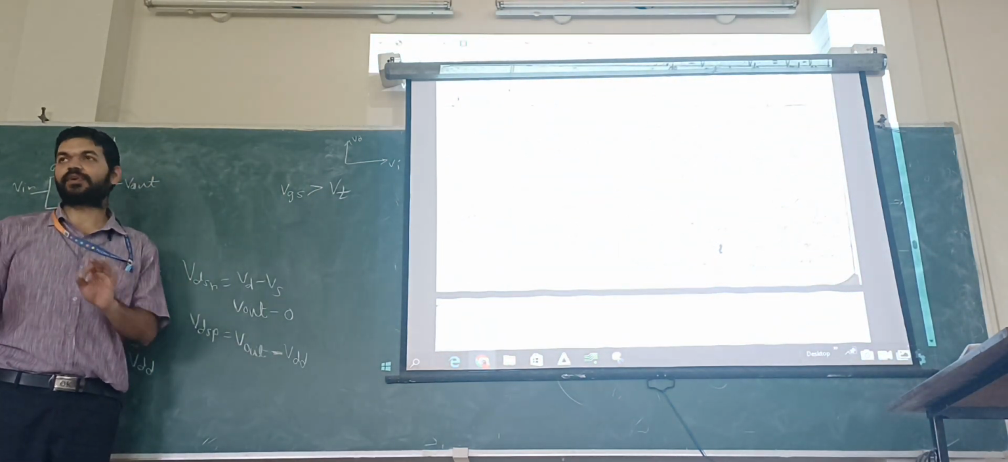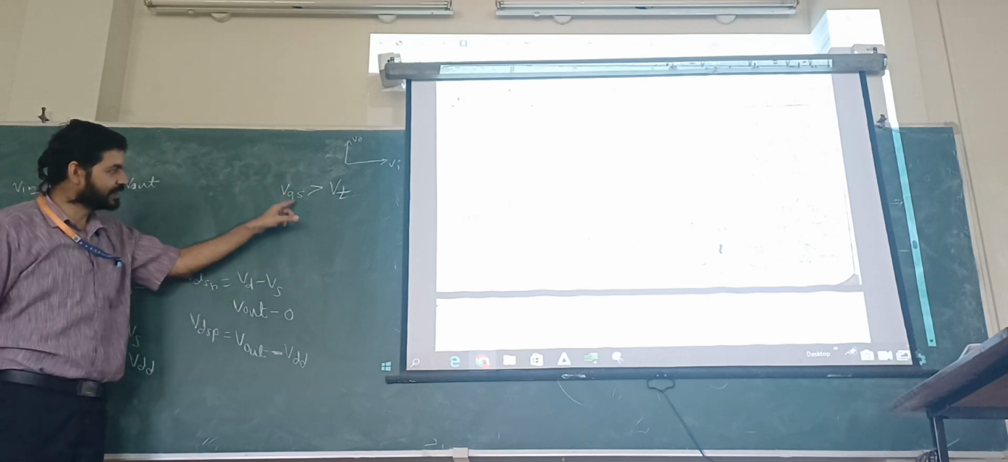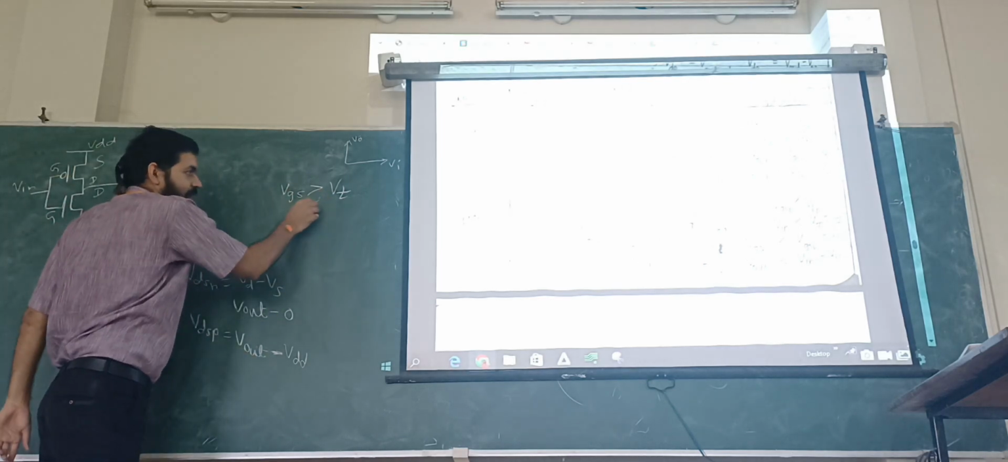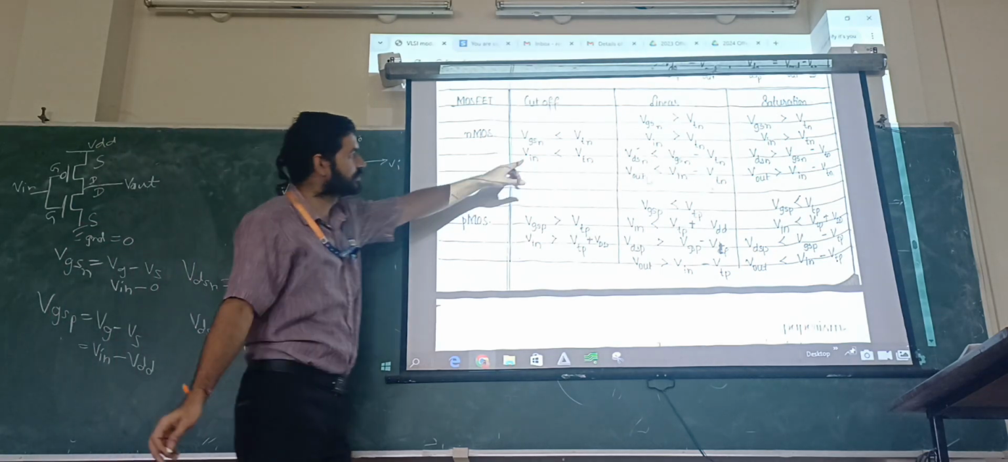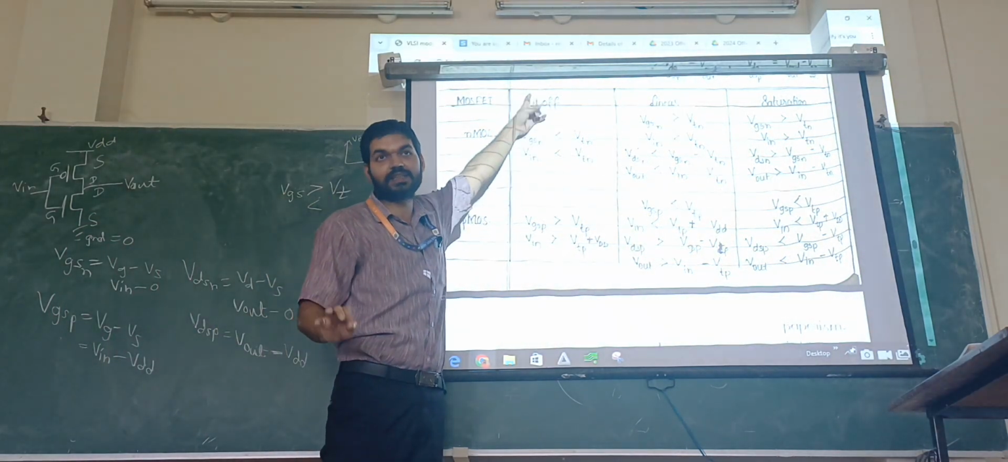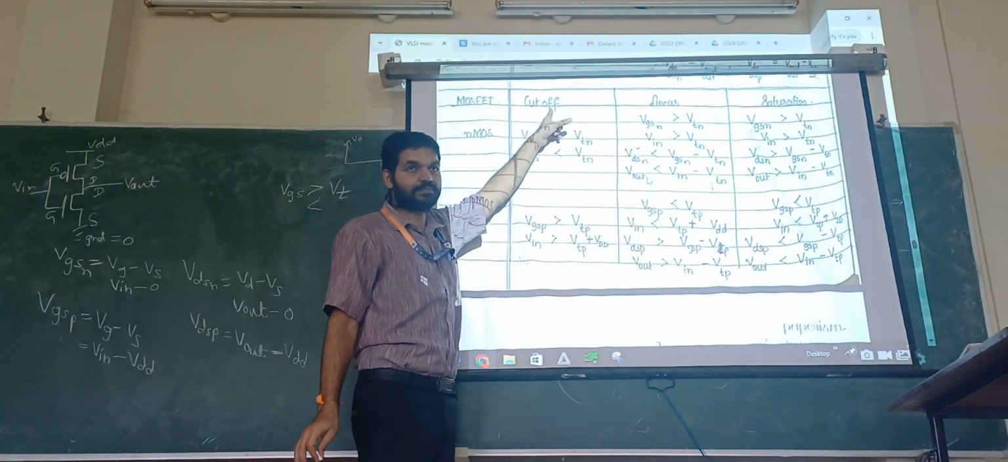I have said it for N MOSFET. If VGS is greater than VT, MOSFET is on. If it is less than VT, MOSFET is off. VGS less than VT, MOSFET is off. Therefore, it is in cutoff region.